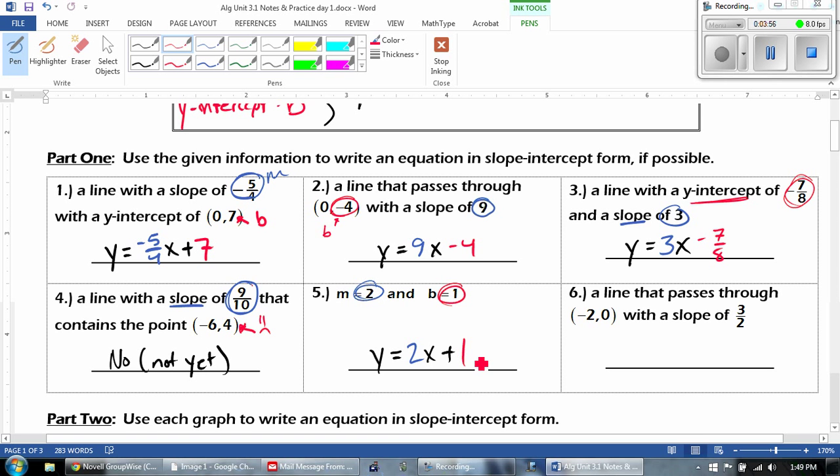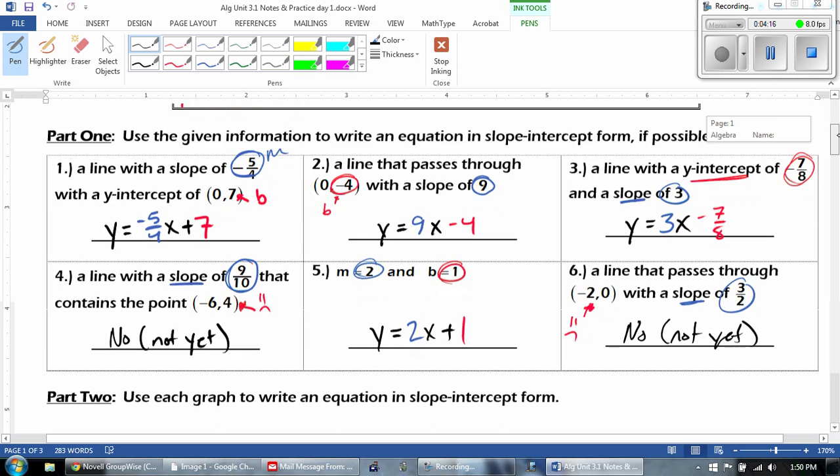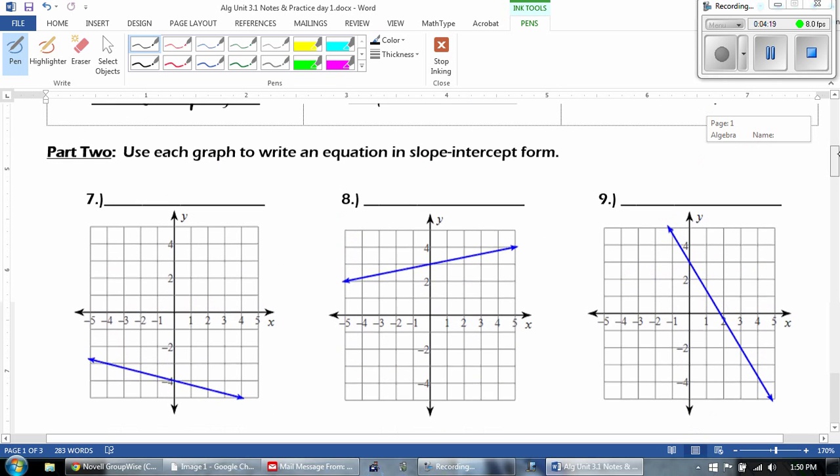All right, a line that passes through (-2, 0). Is that my y-intercept? No, that's my x-intercept. I can't use that. I do know my slope, but since that's not the y-intercept, I can't do this yet. So we're going to say no, not yet. All right, move it on down.